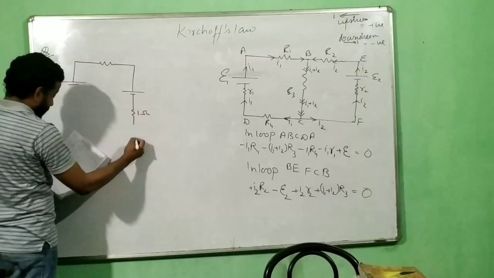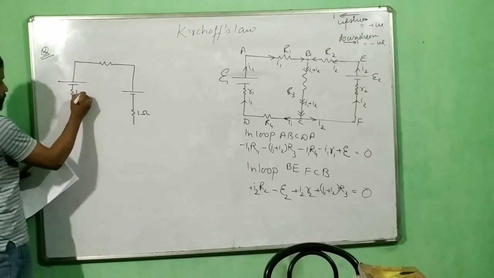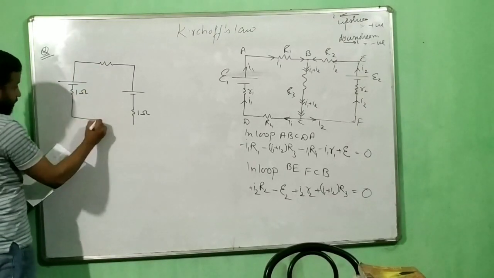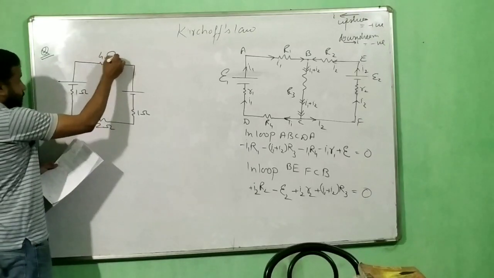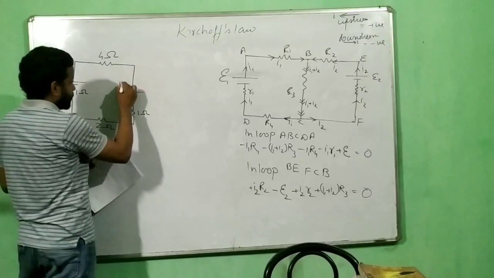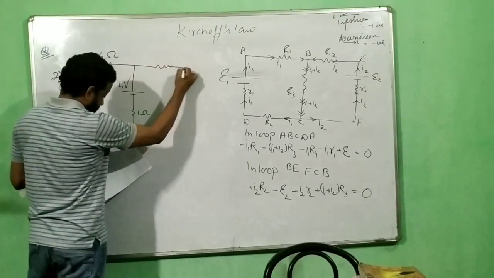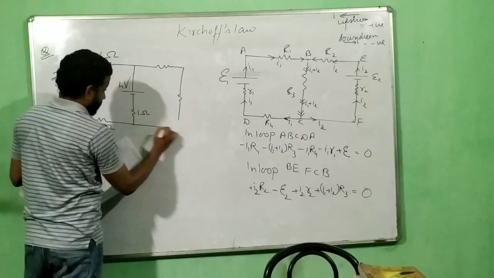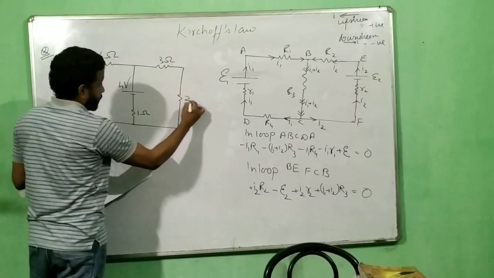This is 1 ohm internal resistance, junction over here. This is 1 ohm internal resistance. This is 2 ohm. This is 4 ohm. This EMF is 2 volt. This is 4 volt. This is 3 ohm. And this is 2 ohm.